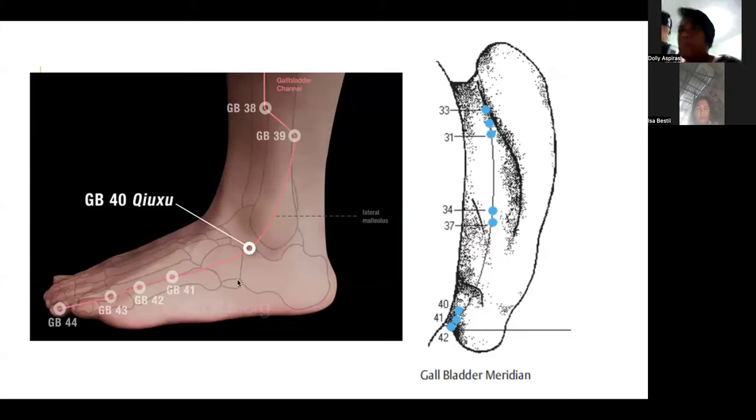Next is gallbladder 40. This is another distal point, if the pain is located along the gallbladder channel. Okay, so as practitioners, you are familiar with the gallbladder channel. GB40 is classified as a source point. It is also known as the unshakable calm point. It can be effective for joint pains in the hips, wrist, knees, and for sciatica and rib pain.